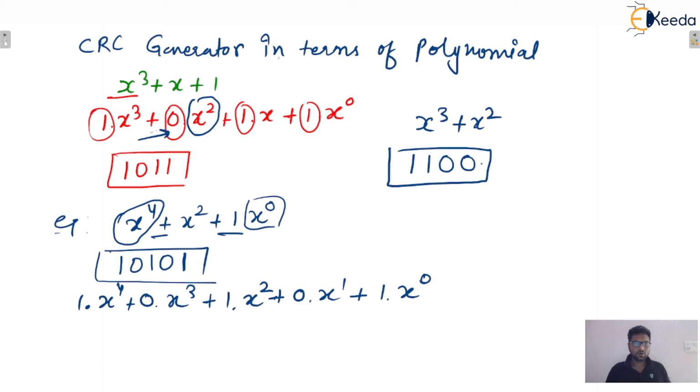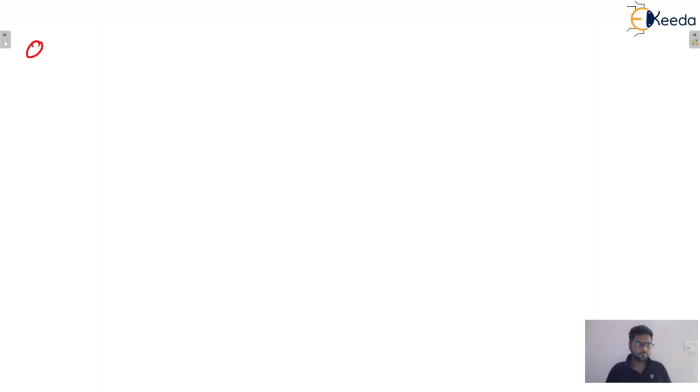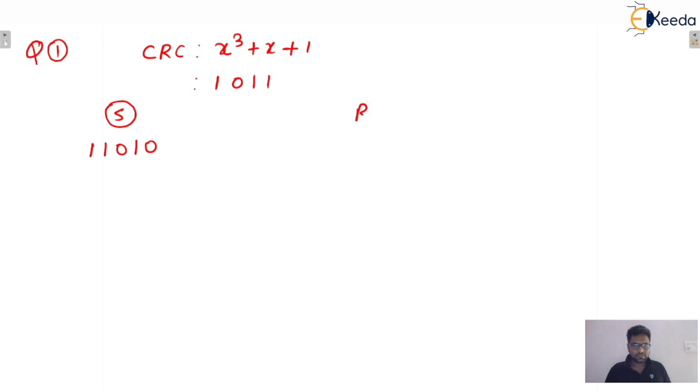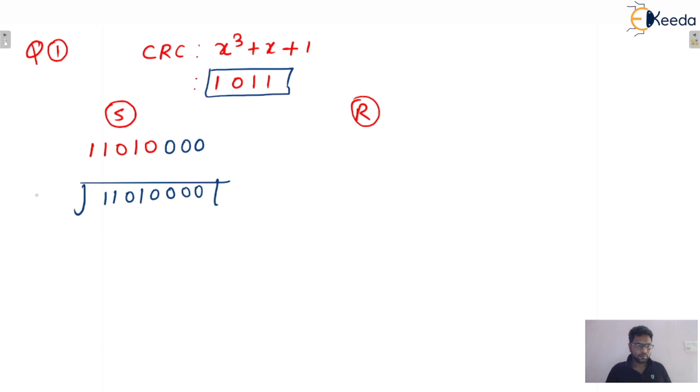Let us take one more example. Let's say the CRC generator given to you is x cube plus x plus 1, so that will be 1 0 1 1. And let's say the sender has some data, 1 1 0 1 0, and there is one receiver. Because the CRC generator is of 4 bits, append 3 zeros and do the calculation. So some calculation will be done with 1 0 1 1.